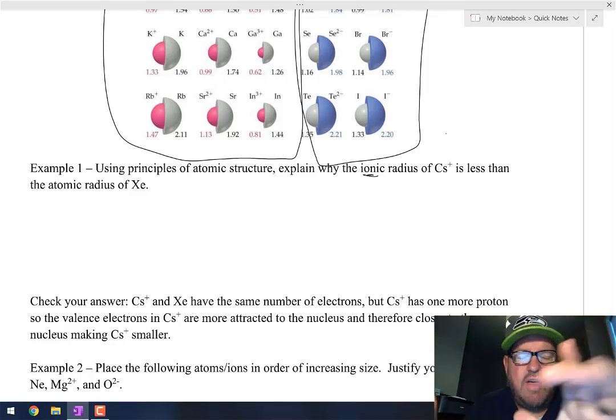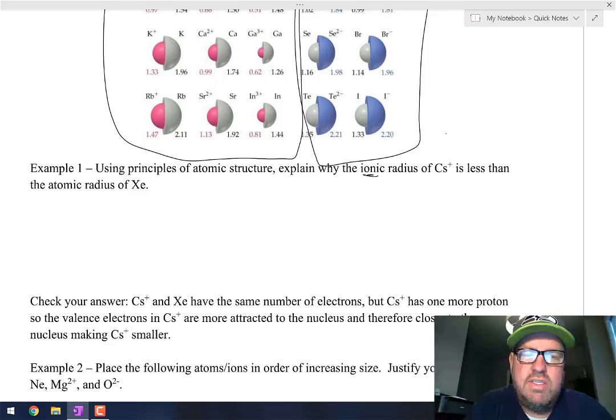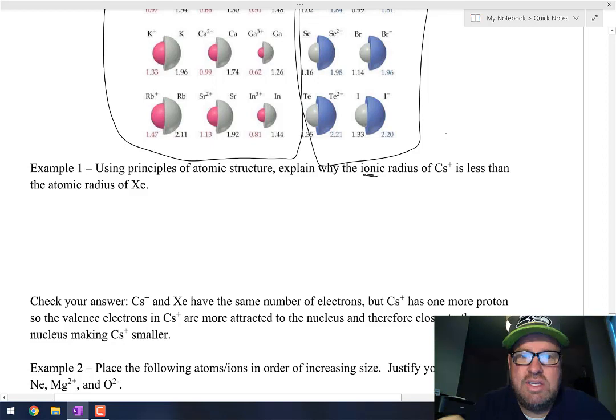Okay, they're never going to have a trick question on the AP test. You're not going to say this is false. It's always true, unless they say true or false or agree or disagree, then of course it's true.